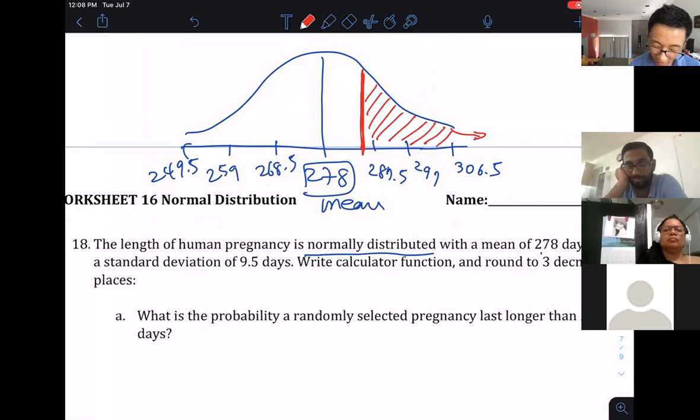So again, theoretically, your pregnancy can last forever. Not really, but theoretically, right? So how would you put it into the calculator if I were to do this?